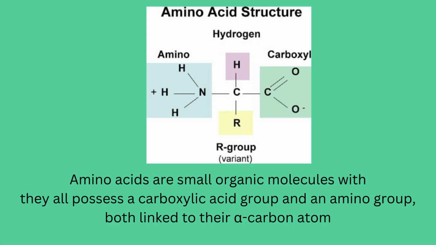Then we go further on the amino acid. An amino acid is a small organic molecule with one defining property: they all possess one carboxylic acid group and one amino group that are both linked to the alpha carbon atom. Each amino acid will have a side chain attached to its alpha carbon. The identity of this side chain is what distinguishes one amino acid from another.